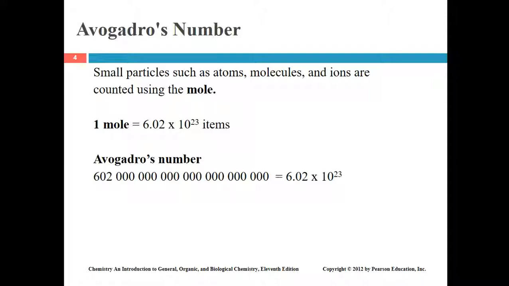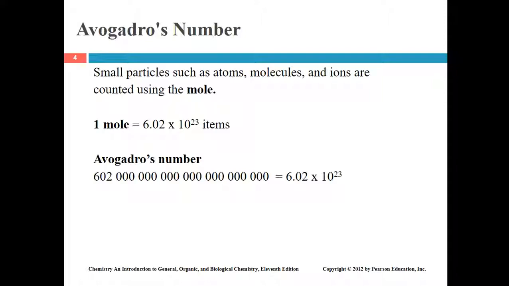Why do we need such a big number? Well, because we're dealing with very small particles like atoms or molecules or ions. And so we have to count with a bigger amount. Now, a mole is this many items.